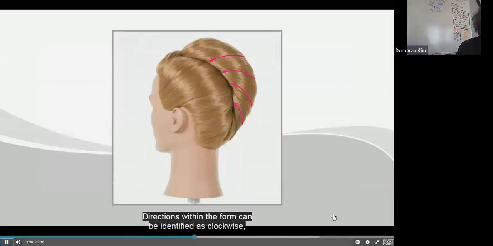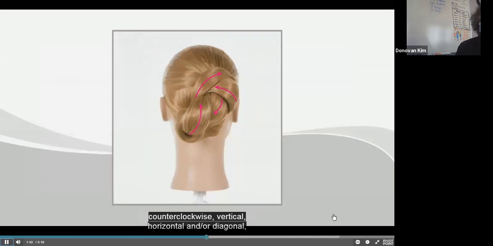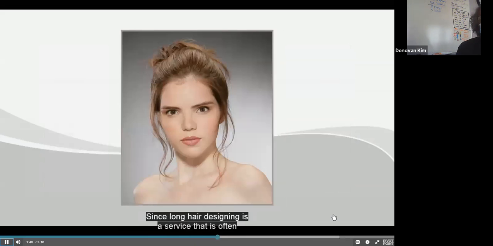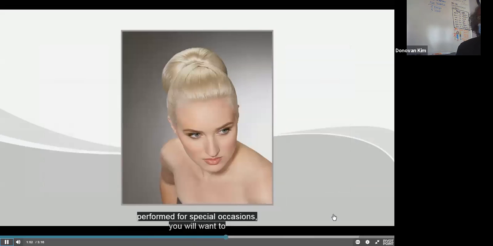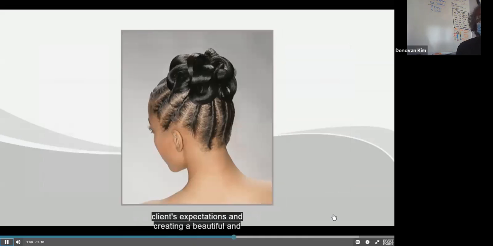Directions within the form can be identified as clockwise, counterclockwise, vertical, horizontal, and/or diagonal, and can lead your eye rhythmically throughout the design. Since long hair designing is a service that is often performed for special occasions, you will want to give extra emphasis and attention to exceeding the client's expectations and creating a beautiful and flattering design.